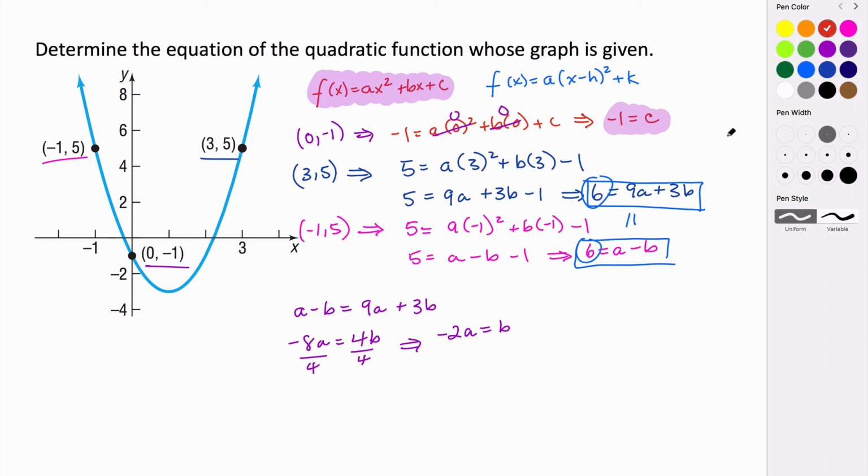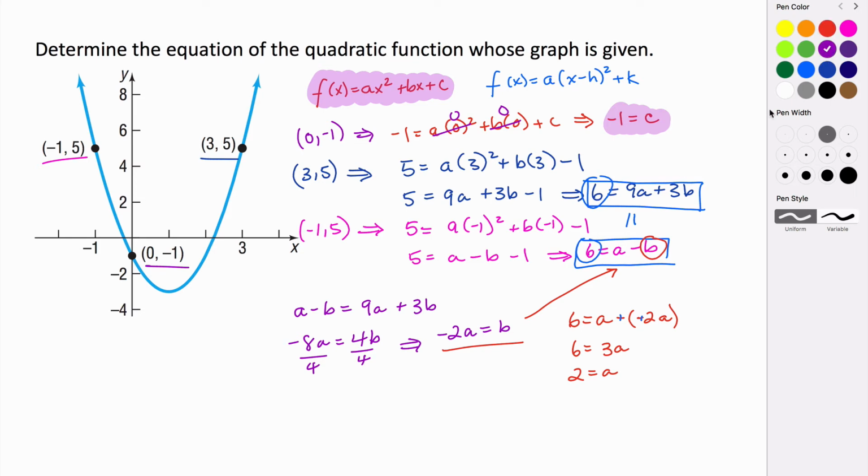Now, again, we have to do more substitution, but this helps us. We can now take one of these equations that we have and write it in terms of a single variable to solve. So if I take this and substitute it in here, I can substitute in for the value of b to solve this equation for a. So we have 6 equals a minus b, but b is negative 2a. When we subtract a negative, that makes this addition. So we have 6 equals a plus 2a, which is 3a. And you divide and you get that a is 2.